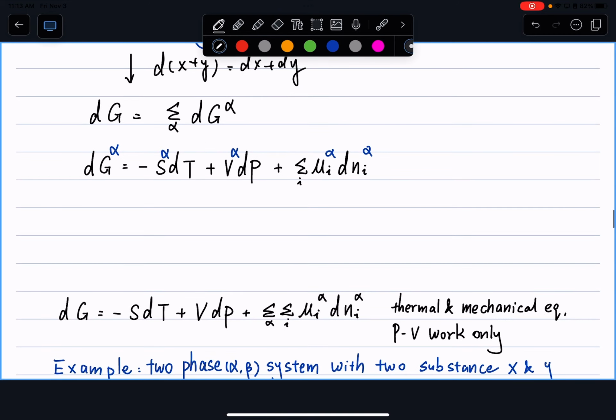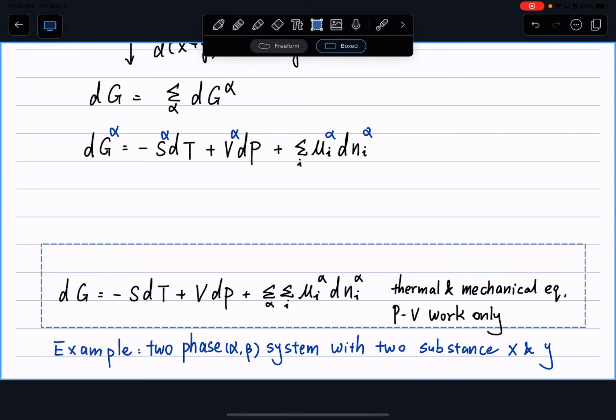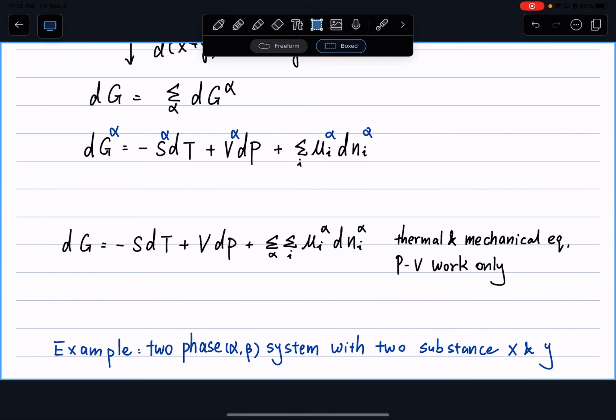And then we end up having this final relation, adding it all together, using this equation and this equation. When we add all these S alpha up, you get the total entropy. Remember, entropy and volume are extensive state functions, so you can add them up. And here you have our chemical potentials.